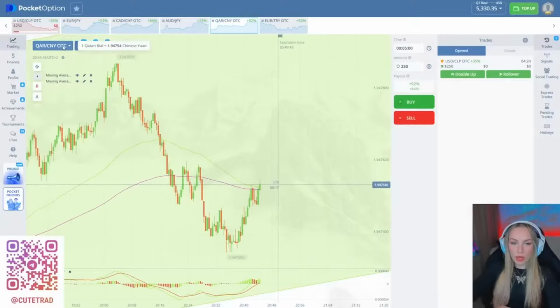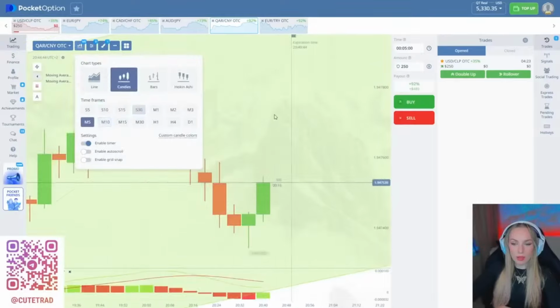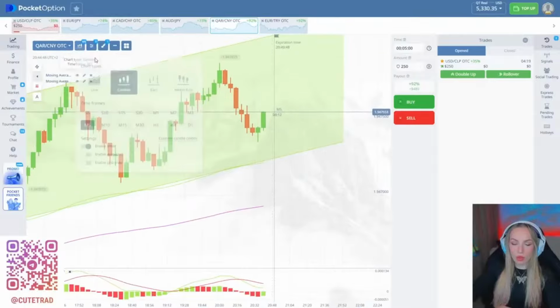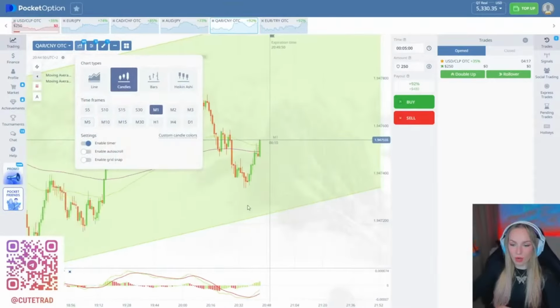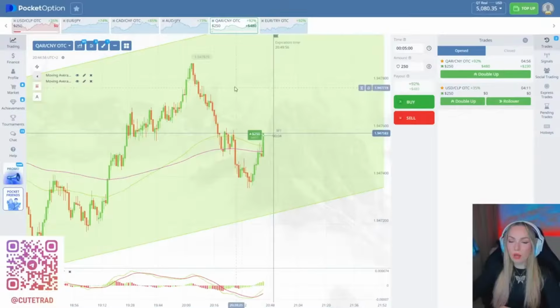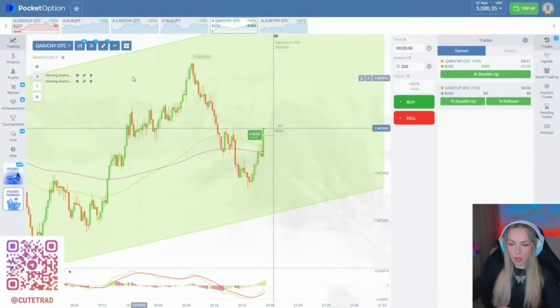Oh, look at that. It didn't touch, but it started to go up like crazy right now. Let's also enter here for 5 minutes in the upward direction. QAR CNY, 5 minutes in the upward direction. I entered.